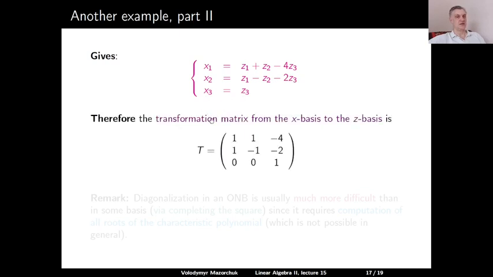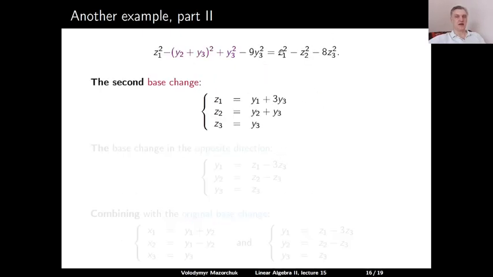So this means that the transformation matrix from the basis where you have x coordinates to the basis where you have z coordinates is the corresponding coefficient matrix, which we read by rows. 1, 1, minus 4, this is from here, 1, minus 1, minus 2, from here 0, 0, 1. And this completes the solution of our problem. So in the basis given by this transformation matrix, here is the expression for our quadratic form. So in particular, it has signature (1, 2): 1 positive coefficient and 2 negative coefficients.